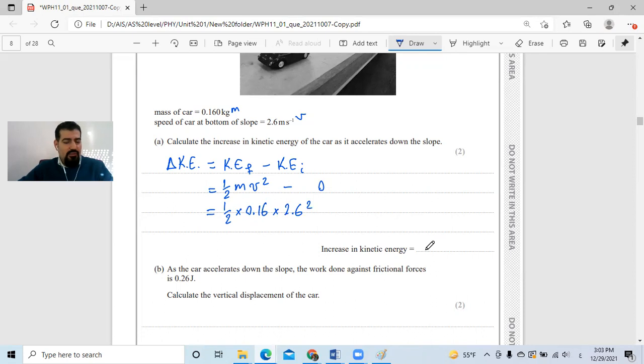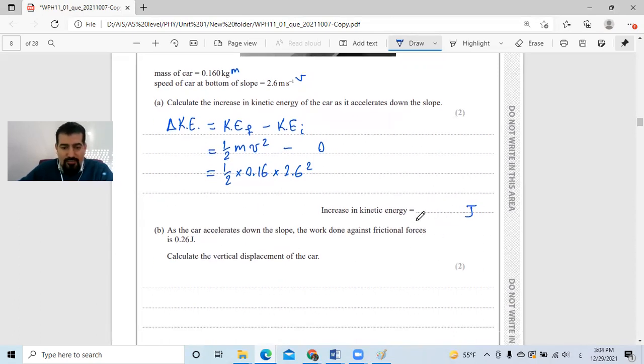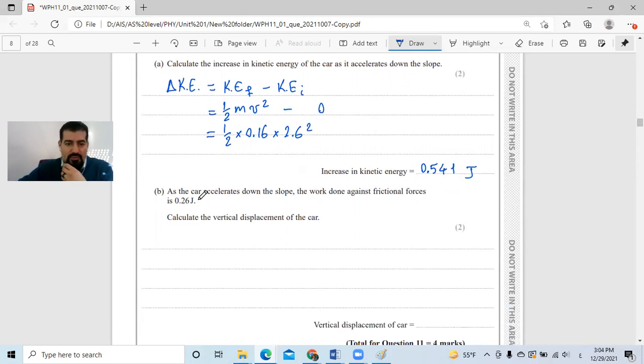And the answer, if anyone calculated, please give me the answer. It will be in joules, to 3 significant figures. I want you to use your calculators to help me save more time. The answer is 0.4541 joules. Exactly. That's part A. What do they ask in part B?